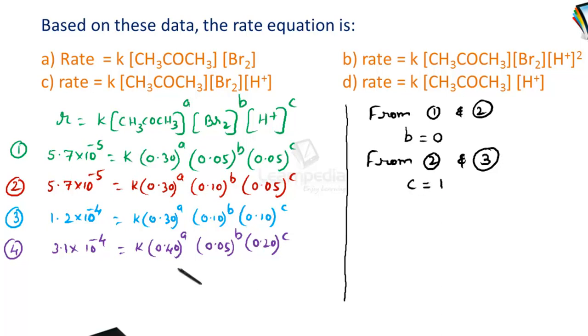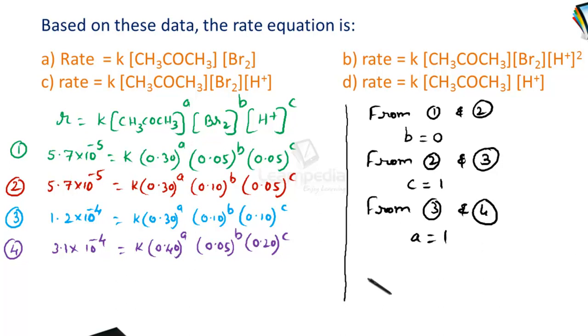And then lastly, when we compare relations 3 and 4, as we already got the values of B and C, we get the value of A, and that is equal to 1. So now the order with respect to bromine is 0, the order with respect to H plus is 1, and the order with respect to acetone is equal to 1.